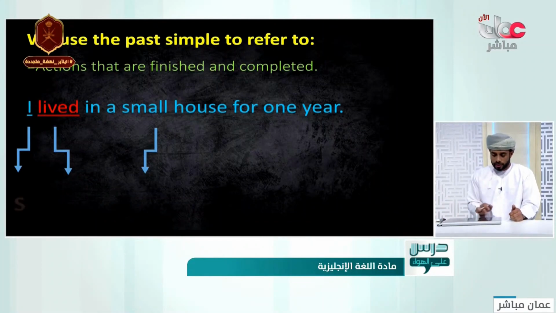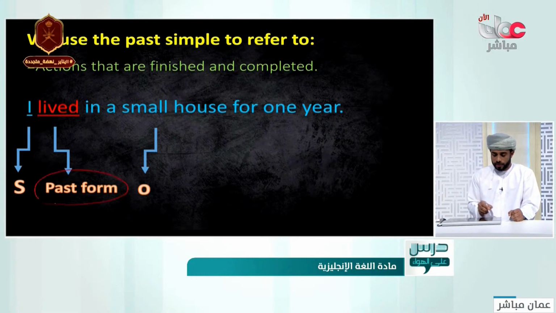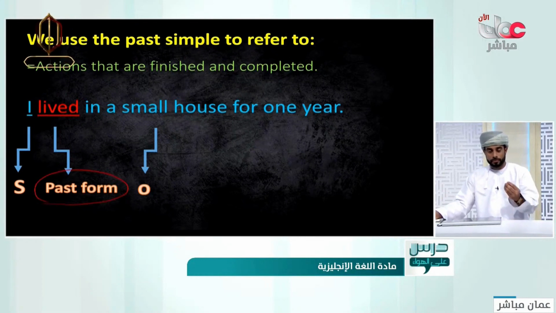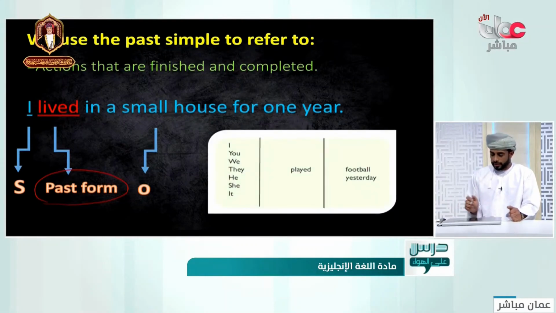The structure of the sentence: we start with the S, the past form, and the O, the object. So it's very simple. Just use the past form. This is the way. Subject, past form, and the object, S-V-O.